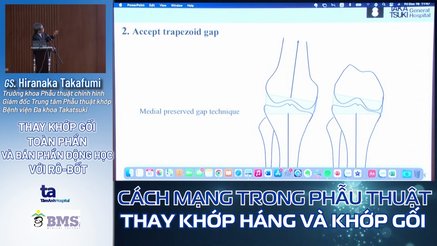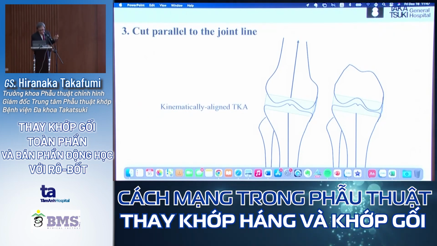So another one is to accept the trapezoid gap, so-called medial preserved gap technique, to focus only on the medial side gap, and lateral loosening can be ignored. So this is another approach. The third approach is to cut parallel to the joint line. This is a kinematic alignment concept. Respecting the soft tissue balance, the bone cut line is decided based on the soft tissue balancing.